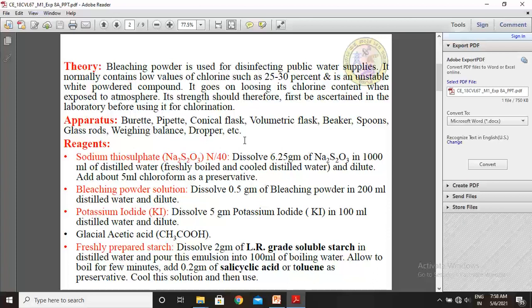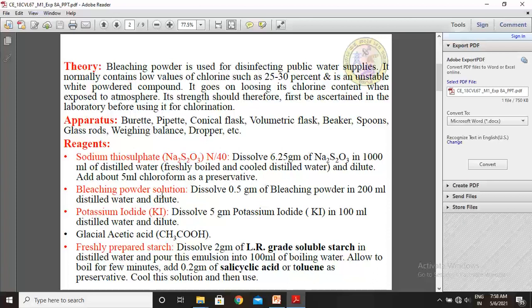Which reagents are required to execute this experiment? Sodium thiosulfate of normality N/40. How to prepare sodium thiosulfate? Dissolve 6.25 gram of sodium thiosulfate in 1000 ml of distilled water that is freshly boiled and cooled, and dilute. Add about 5 ml chloroform as a preservative. So then we are getting sodium thiosulfate solution.